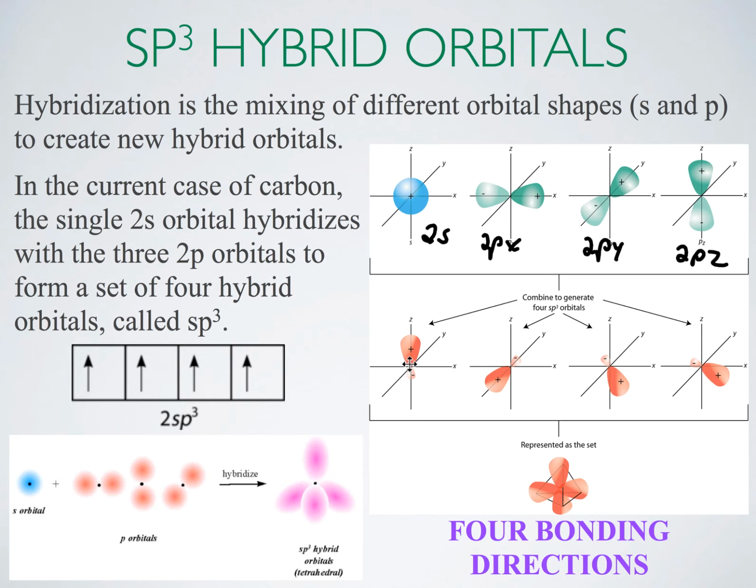These four lobes can spread out as much as possible to give you that tetrahedral shape that we're used to when you have four bonds. Since one s orbital and 3p orbitals went into the blender, that means that you can have a potential of four bonds, and we call it sp3 hybridization. So this is the way that you can remember how many bonds an sp3 orbital can be responsible for. If you think of the superscript of the s as an implied 1, 1 plus 3 means 4 potential bonding directions.